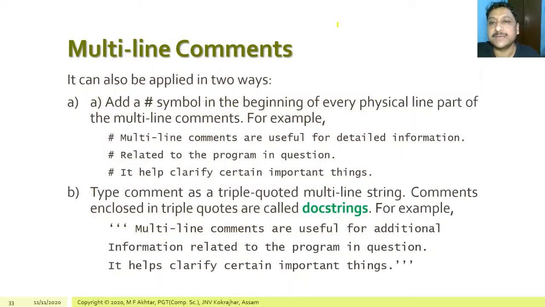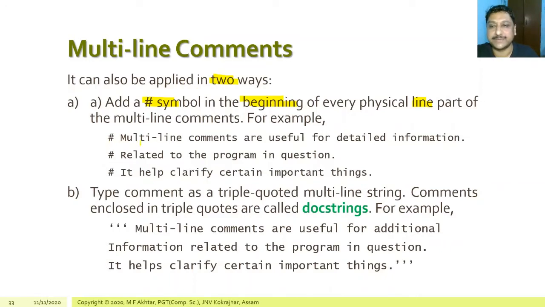Multi-line comments. It is also of two types. As we know, comments can go more than one line. There are two ways. The first way is to add a hash symbol at the beginning of every line. Add a hash symbol at the beginning of every line, then this will become a multi-line comment.